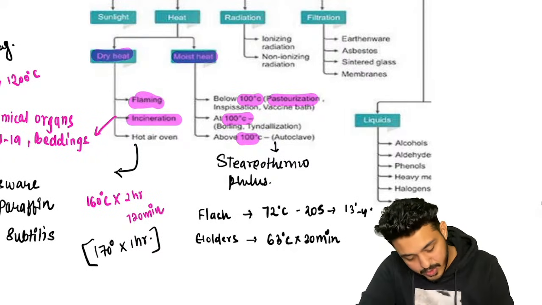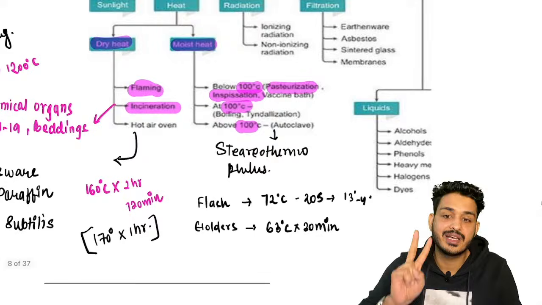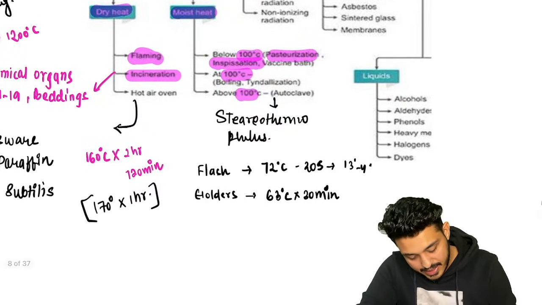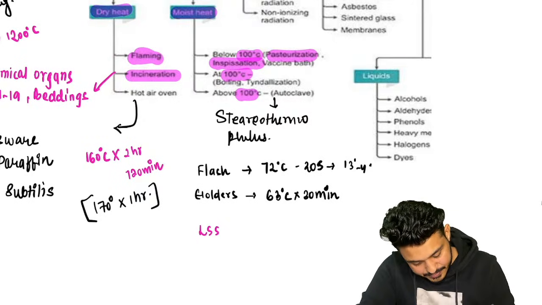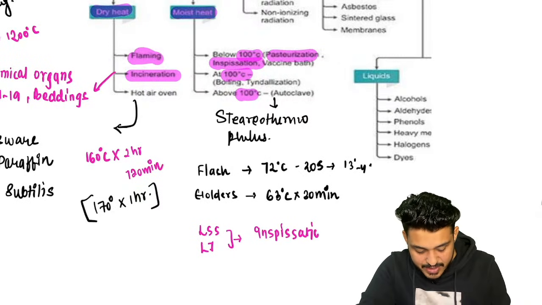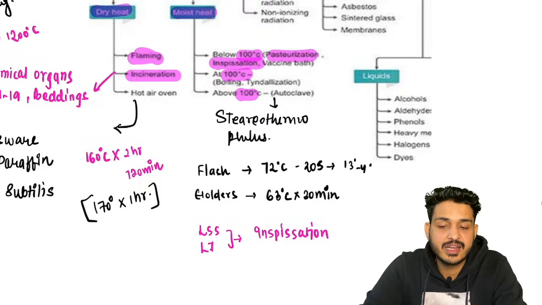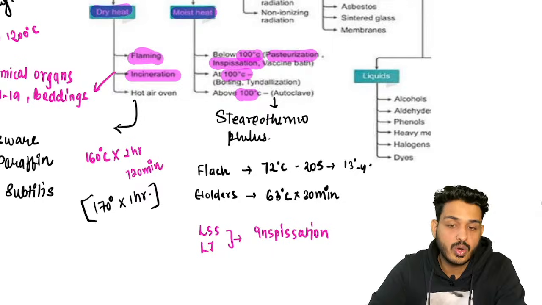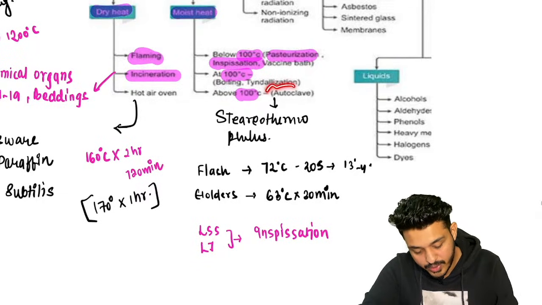Second thing is inspissation. Inspissation is done for two culture medias. What are those two culture medias? This is your LSS, Loeffler serum slope, and the second one is your LJ media. For both the culture media, we are going to do inspissation. Because they are egg containing medias, we can do inspissation. For all other medias, we are going to do autoclaving.